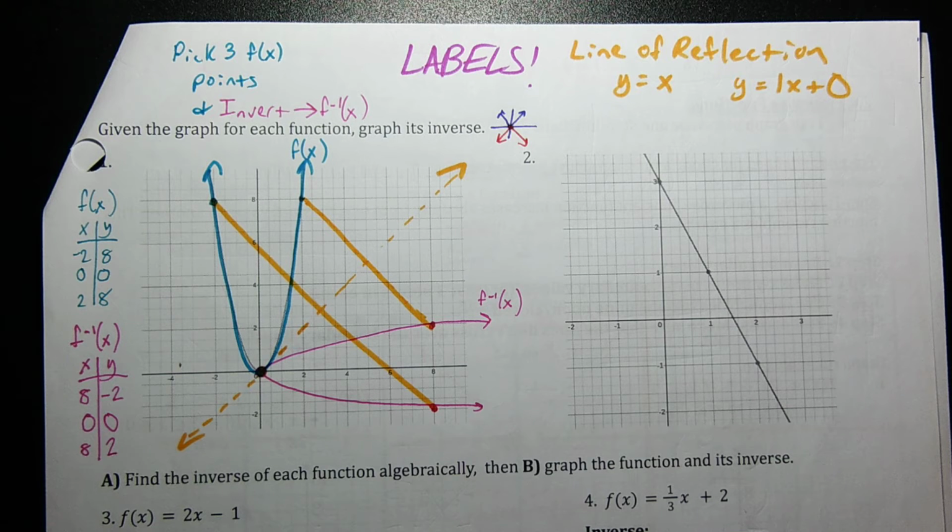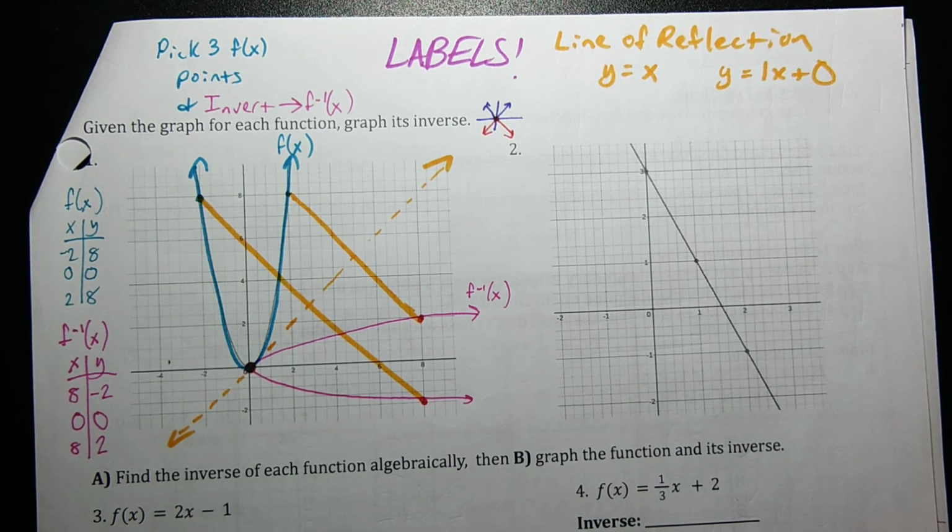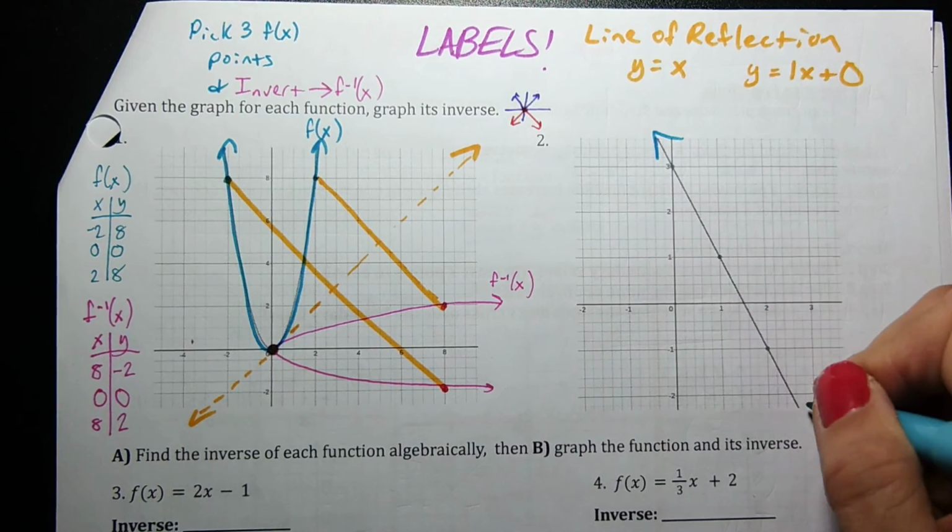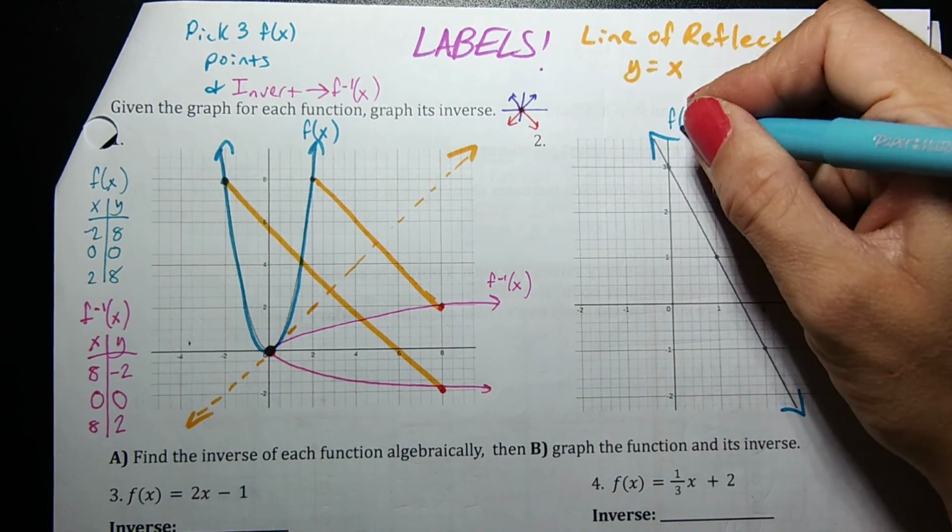What questions do you have so far? When I say inverse, you think opposite. And opposite of what? Switching your x and y around. Output becomes the input, and input becomes the output. Let's go ahead and try this next one. We've got this line. Label it f of x.